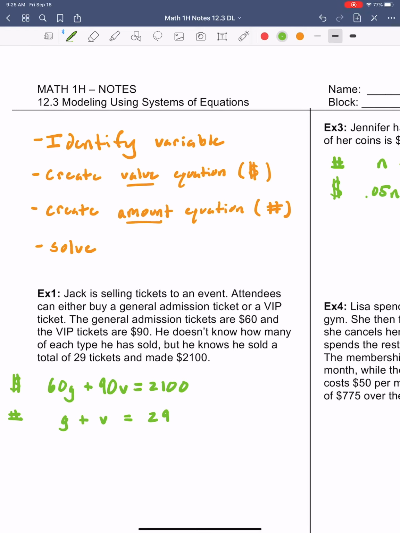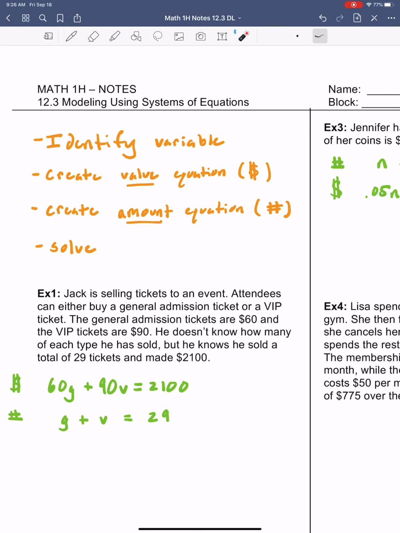So just like normal, we're going to start by identifying our variables. Okay, so that'll be the first step, and usually there's two variables in these because these are systems of equations, which means we have at least two unknowns, which are the two variables. And then kind of how these follow a pattern here is that the first equation is going to be to create a value equation. Okay, and so when I create that equation, I'm going to use this money symbol next to it, so you know that's the value equation, right?